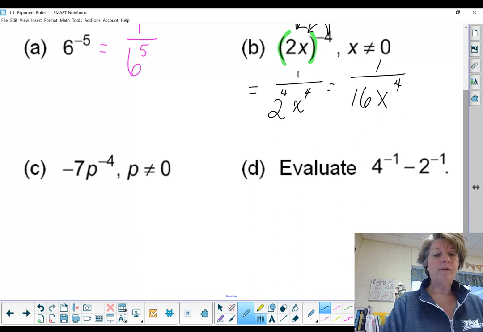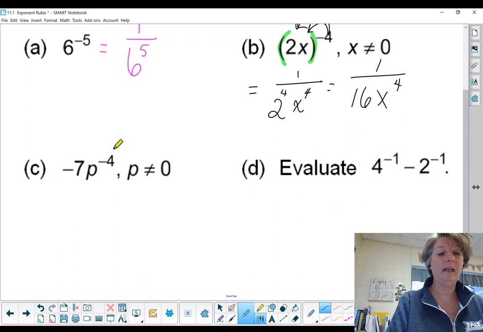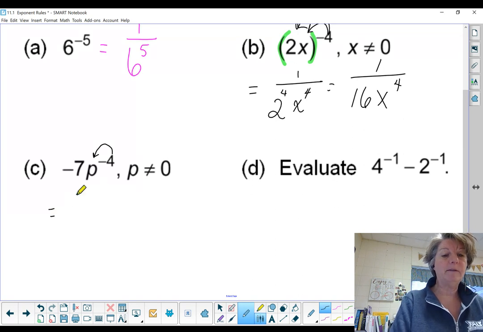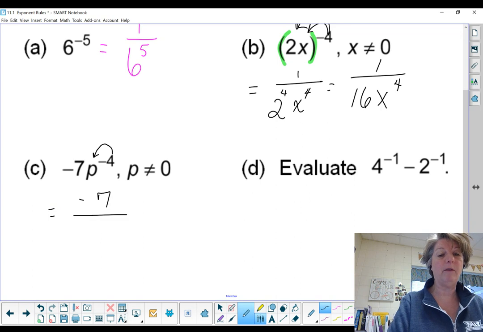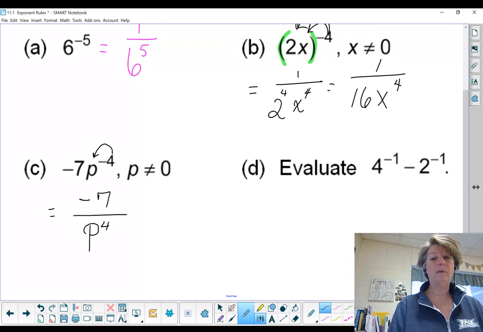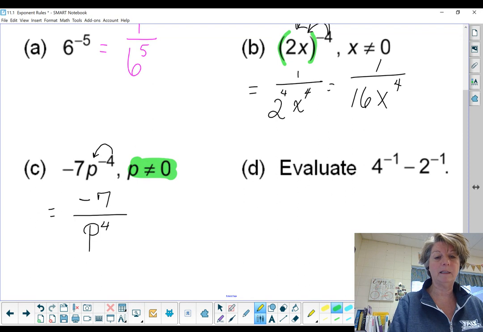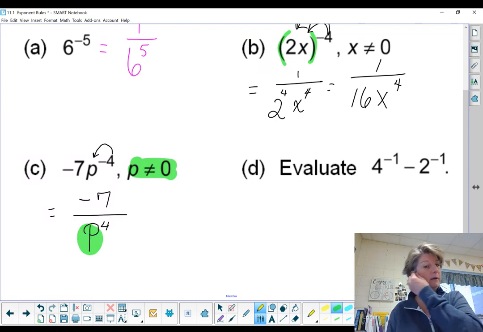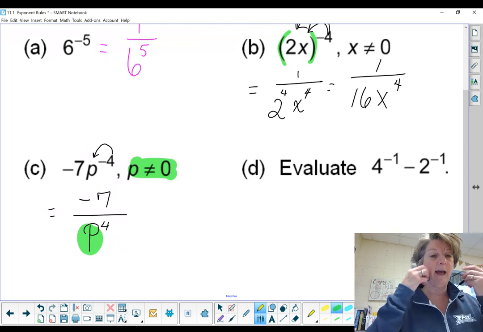For C, I don't see any parentheses. So the -4 is only applying to the p. The -7 does not get dropped below then. It's just a -7. It's a negative number. And then it would be over p to the fourth. And there's these little qualifications here where p cannot equal 0. Because if p were 0, we'd have a 0 in the denominator. So it's just ensuring that the problem is doable.